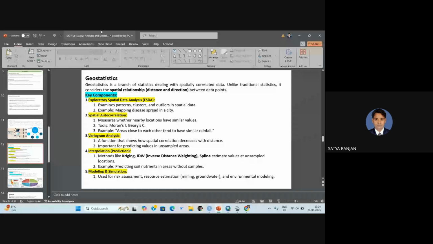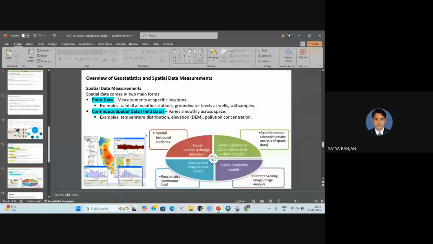Then an overview of geostatistics, like spatial data measurement, point data, that is rainfall at weather stations, groundwater level. We store all this rainfall data in the way of Excel data in general form, and another way is in the GIS form, that is the point data in shapefile form. We can use these shapefile informations for different locations. Then groundwater data is also stored in GIS form, like point data, of different wells, or a lot of points can be found.